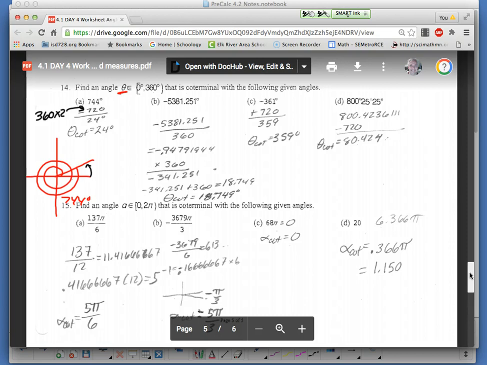So I got negative 5381.251 in my calculator. I'm going to divide by 360, exactly what I have set up there. So I got negative 14.9479.